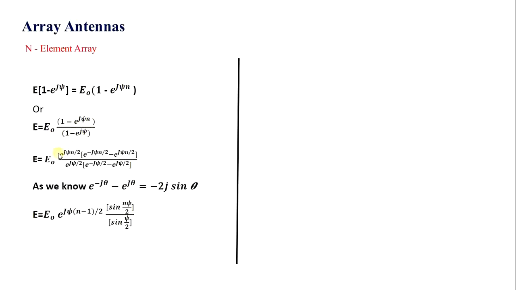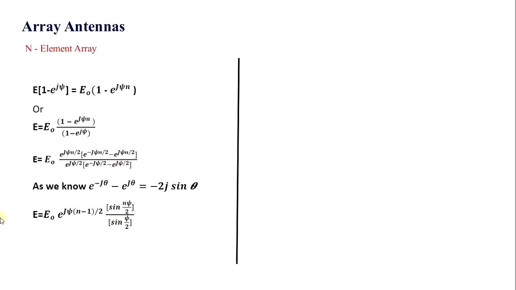Now if we bring this e raised to n psi by 2 common, we get this equation: E equal to E naught into e raised to j psi n by 2 into e raised to minus j psi n by 2 minus e raised to j psi n by 2, divided by e raised to j psi by 2 into e raised to minus j psi by 2 minus e raised to j psi by 2.